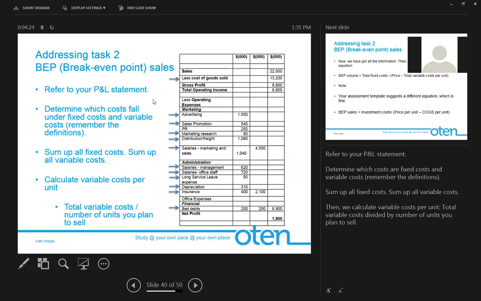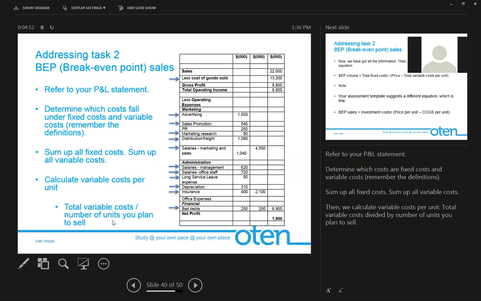And the next thing that you need to do is you add them all. So you'll get total fixed costs and total variable costs. Okay. Then let's look at your variable costs. We need the variable cost per unit. Therefore, you need to go back to your volume projection. You divide the total variable costs by the number of units that you plan to sell in your profit and loss statement. Okay. There you go. You've got the total variable cost per unit as well.